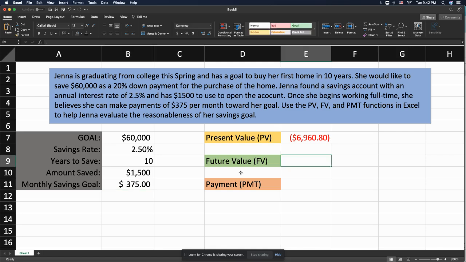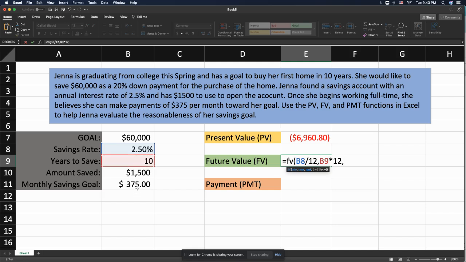Okay, for future value, we can go ahead and say, well, what's going to happen if she does use all of this information? Her present value, the down payment that she has, and the monthly saving goals she has at 2.5% for 10 years. What will that money grow to? So we'll say equals future value, open parentheses. The rate is 2.5%. We'll divide by 12 to convert it to a monthly rate. Comma, now we're on NPER, number of periods. That's 10 years times 12 months in each year.